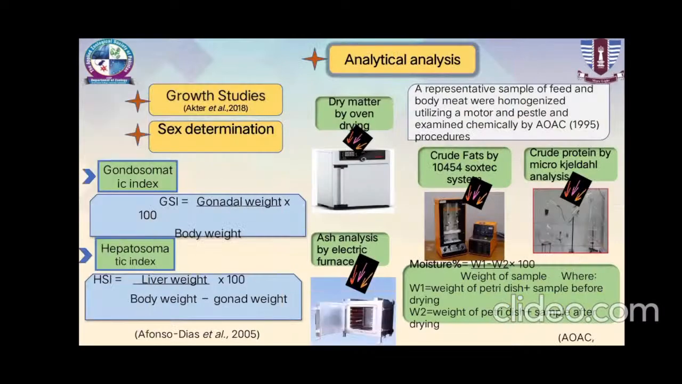For the analytical analysis, dry matter was determined by oven drying, ash analysis by muffle furnace, crude fat by Soxhlet system, and crude protein by Micro Kjeldahl analysis, and the moisture percentage was measured by the following formula, and the gonadosomatic and the hepatosomatic index were measured using the following formula.